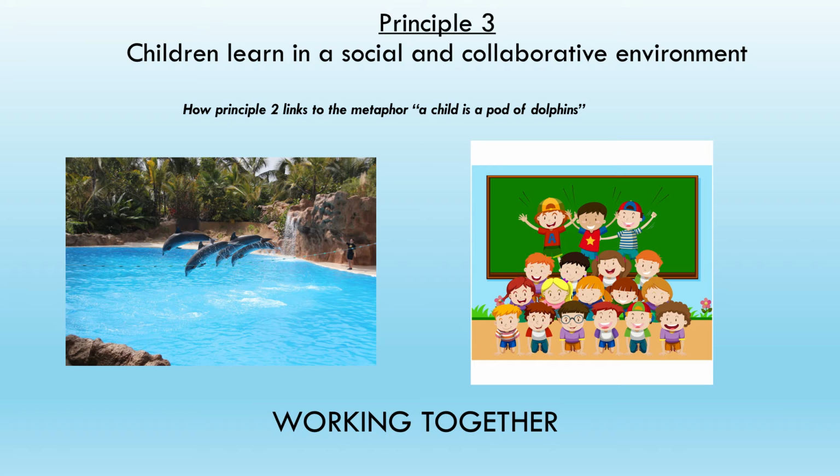Children learn in a social and collaborative environment. How this principle links to a child is a pod of dolphins. Like humans, a dolphin is a social creature who learns in a collaborative environment. Dolphins live in pods. In these pods, the dolphins help each other to hunt and defend against predators. A dolphin calf learns how to survive in the wild from others in their pod. Here, children learn how to be social, solve problems, and make meaning from the world in the classroom.